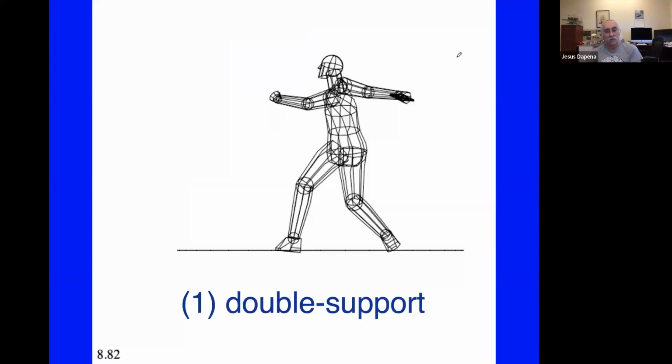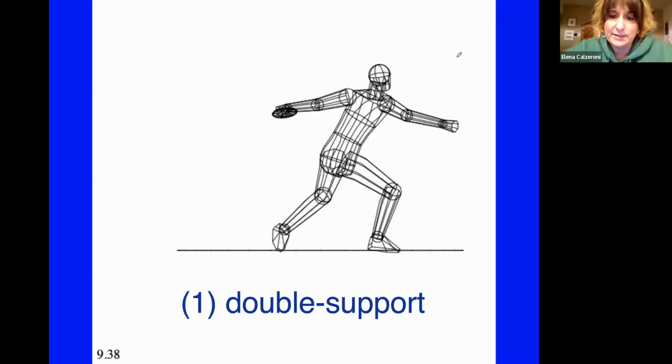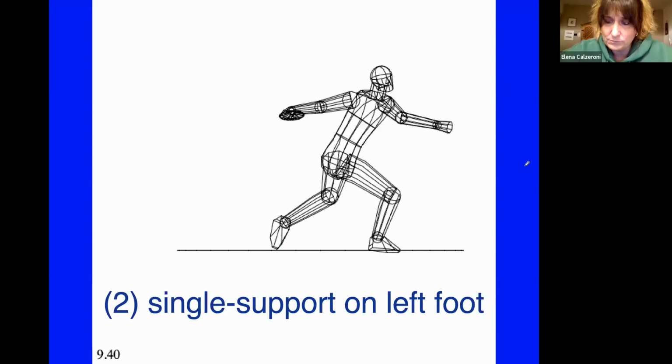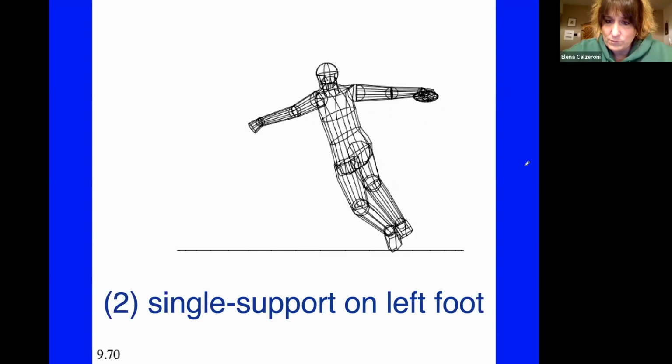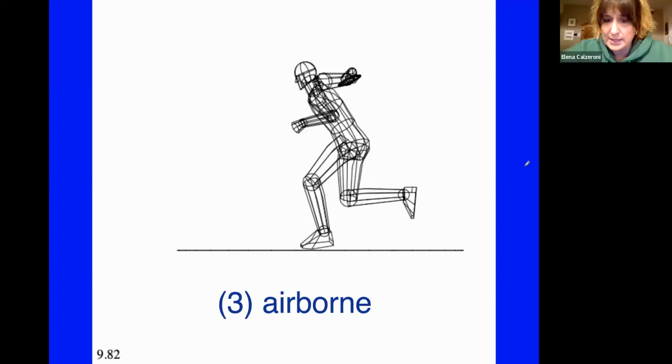Okay, so let's see the first double support phase. So now the right foot is going to leave the ground. Of course, the left foot will stay in contact with the ground. And then you will take off from the ground.